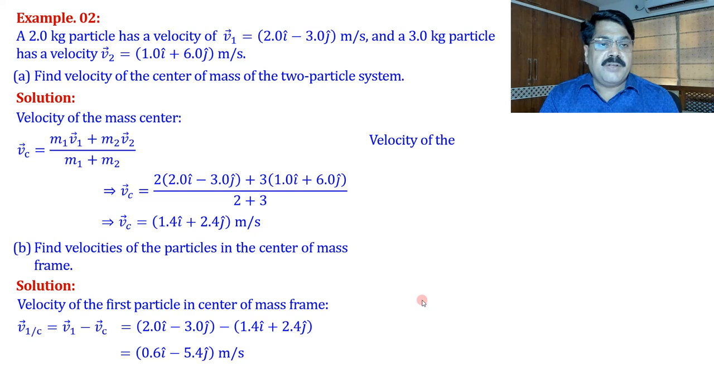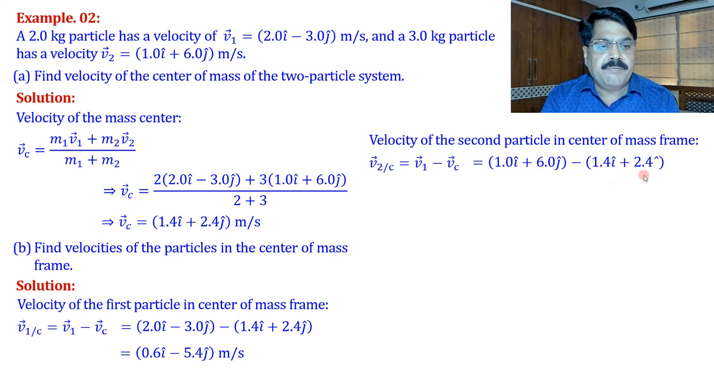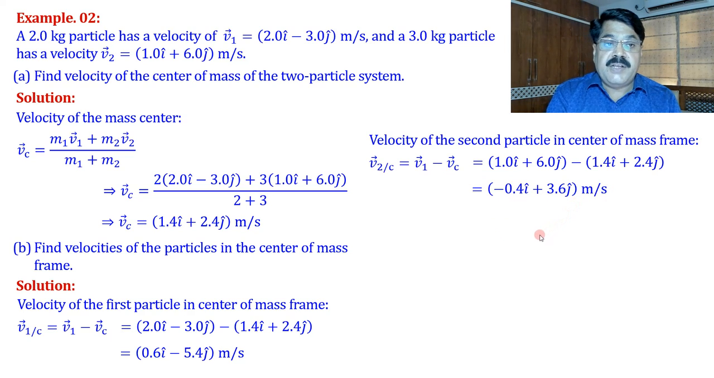Similarly, we can calculate the velocity of the second particle with respect to the mass center. It means the velocity of the second particle in the center of mass frame. So we subtract the velocity of the mass center from v2. So v2 with respect to c is v2 vector minus vc vector. So we substitute the value of v2: (1 i cap plus 6 j cap) minus (1.4 i cap plus 2.4 j cap). And by solving, what do you get? Minus 0.4 i cap plus 3.6 j cap meter per second. That is the velocity of the second particle with respect to the mass center.